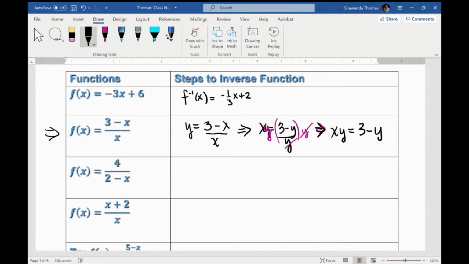Now here's the trick. We want the y's to be together on the same side. So what would you do to get the y's on the same side? Because they're family, right? They're related. Is it plus y on both sides? Yes. Plus y. I'm going to add y to both sides. So that's xy plus y equals 3 now. Anybody have a clue what we need to do now? We still have 2 y's. What would be a trick so that we can only have 1 y?